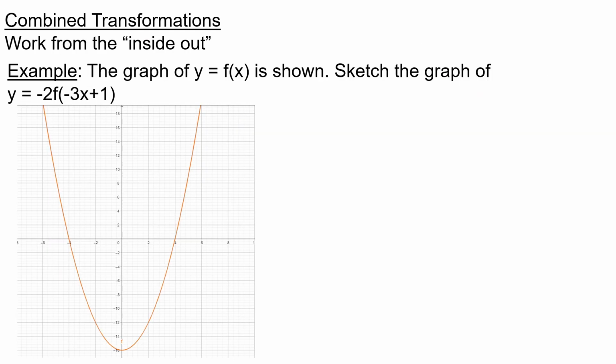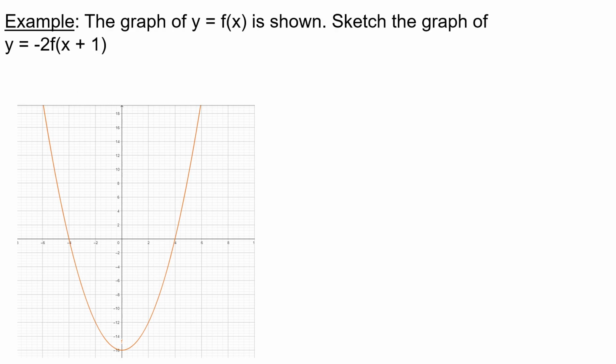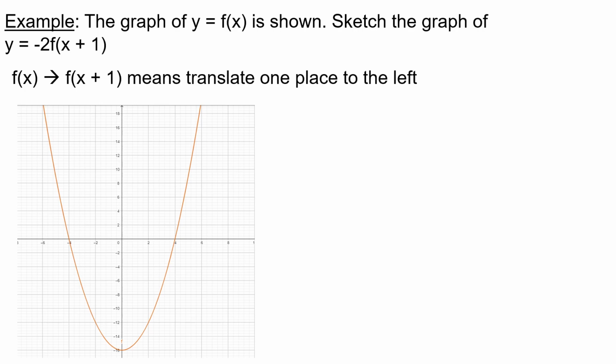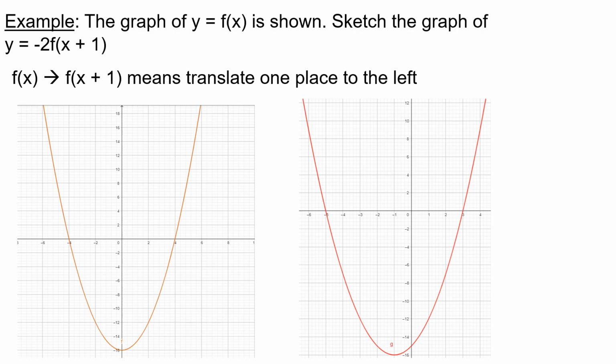The hardest question at GCSE that you could get would be a combined transformation. Here's an example. We are given the graph of y equals f of x. We want to sketch the graph of y equals -2 f of x plus 1. What I'm going to do is transform from the inside out. I'm going to transform in the brackets first and then work out. So first of all, let's consider the transformation f of x to f of x plus 1. That will translate our graph one place to the left, as we can see on the right.